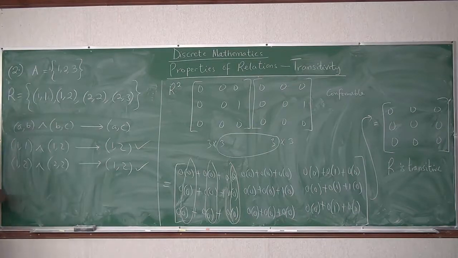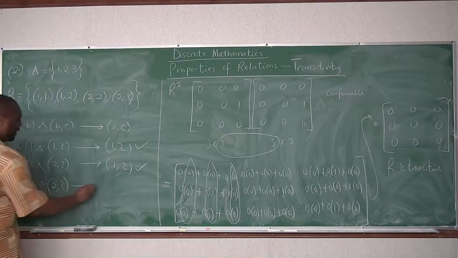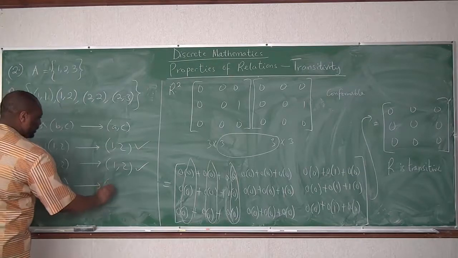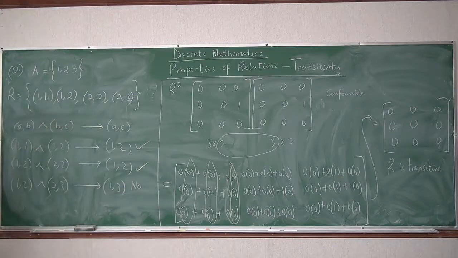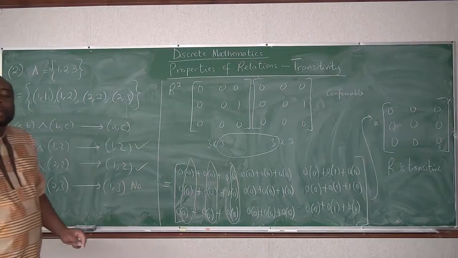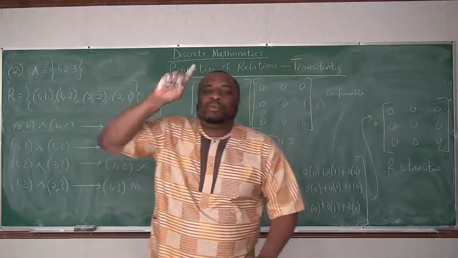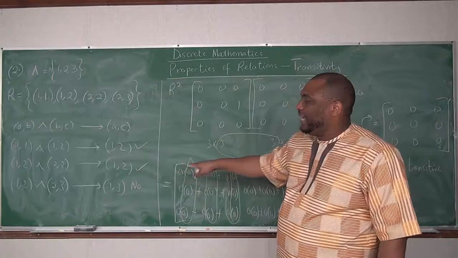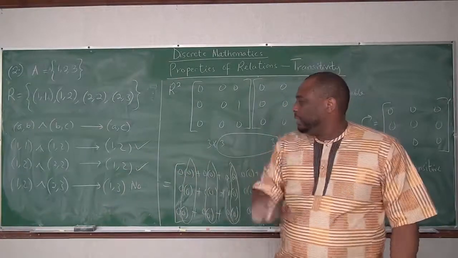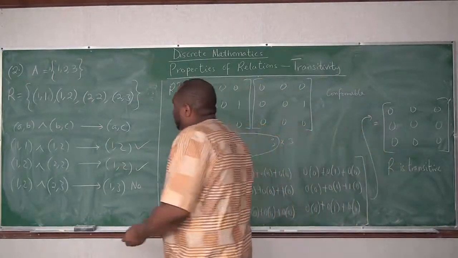Now, the next one, we have 1, 2, and we have 2, 3. Okay? But we don't have 1, 3. We don't have this. And that is a problem. Because you have at least one case where you have AB and BC, but you don't have AC, even just one case of it. Therefore, we say that arrow is not transitive.